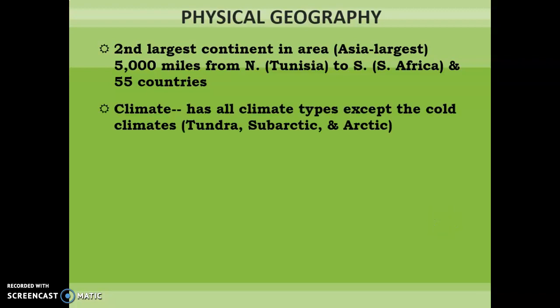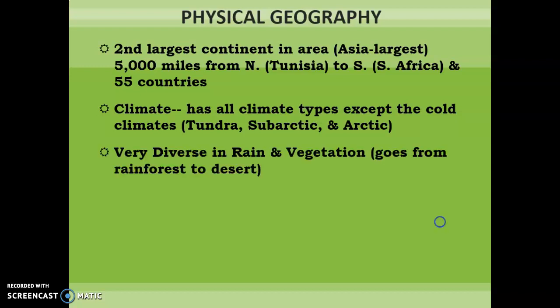The climate. Africa has all of the climate types except the cold climates of tundra, subarctic, and arctic, and that makes sense because the equator runs through it, so it's closer to the equator than the poles. It's very diverse in how much rain it gets and the kind of natural vegetation that is grown there. It spans from a desert getting less than 10 inches of rain a year to places that are rainforests that get hundreds of inches of rain a year.